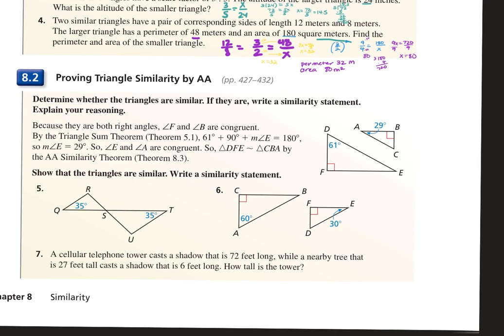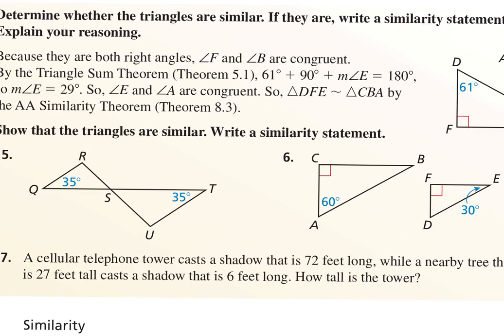So 5, 6 say to show that the triangles are similar, write the similarity statement. In 5, Q and T are congruent, and then these two angles would be congruent because of the vertical angles theorem. So these are similar because of the angle similarity.